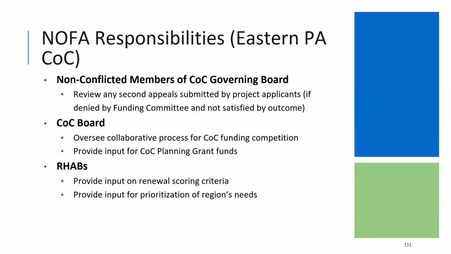The non-conflicted members of the CoC governing board, so the members of the CoC governing board that do not get CoC funding, have a role of reviewing any second appeals. So if a project is denied by the funding committee and they want to appeal, they can appeal to the non-conflicted members of the CoC governing board. The CoC board oversees this collaborative process for the funding competition and provides input around the CoC planning grant. And then the RABs also provide input on the criteria and input on how to prioritize their region's needs.